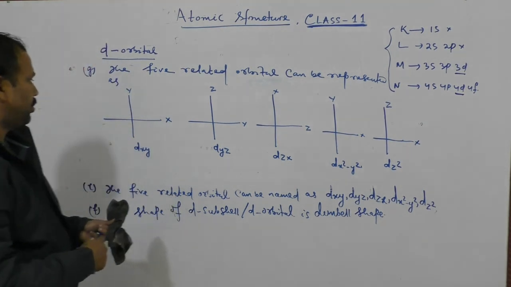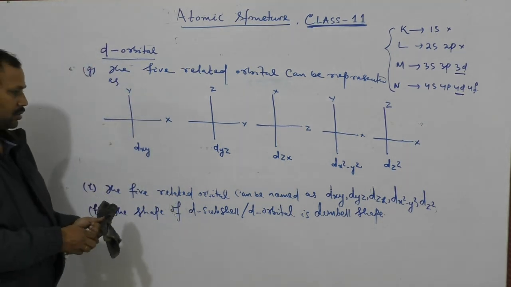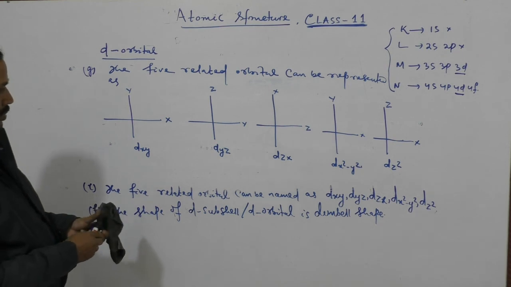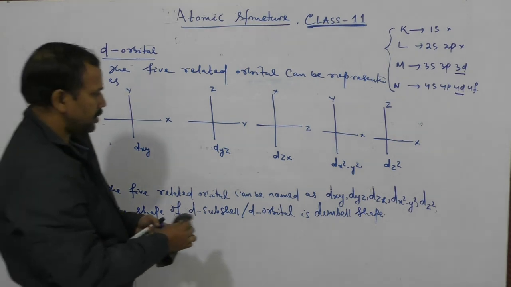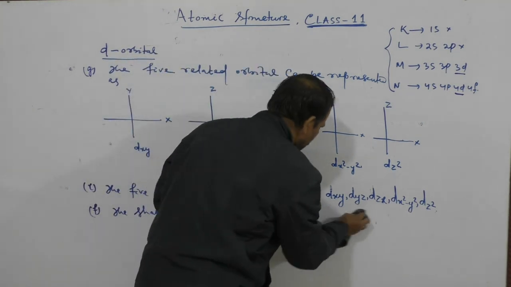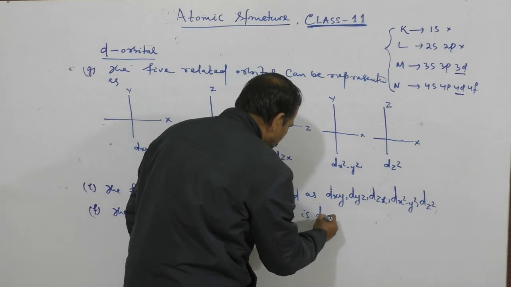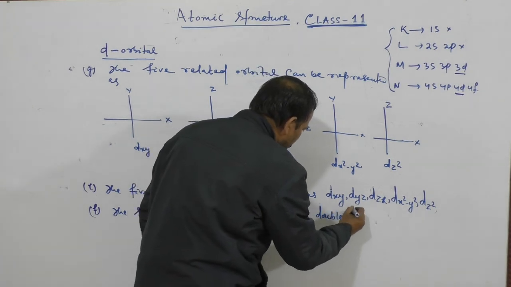Now for dxy, the shape of the d subshell or d orbital is double dumbbell shape. That is double dumbbell shape.